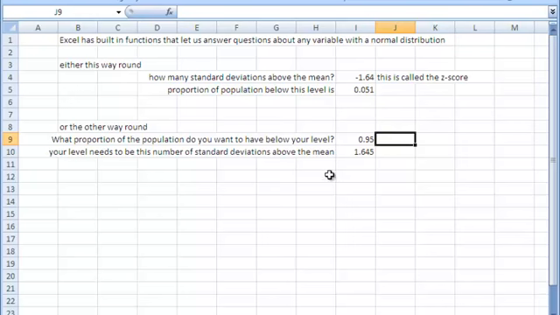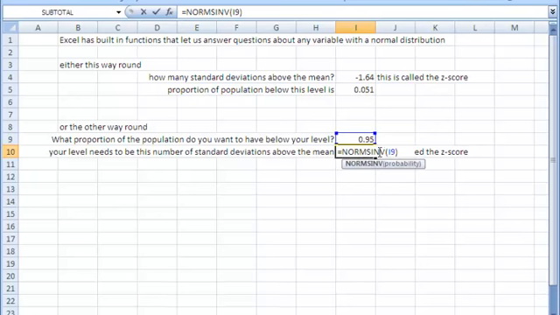The other thing you can do is say, okay, what proportion do we want to have below the level? So it's the other way around. If we want 95% below it, what level does it have to be at? It'll give you the z-score. You put in the proportion, that gives you the z-score, and the formula for that, you type in the number this time, the formula is NORM.S.INV, where inverse means goes the other way around. And it's saying here probability, which is really the same as putting in proportion.